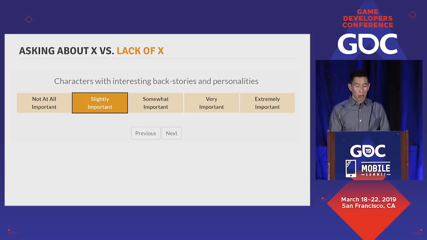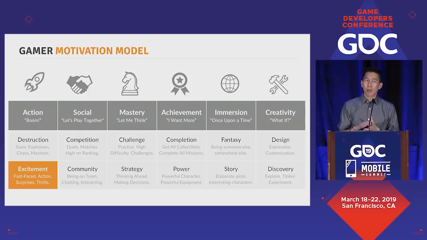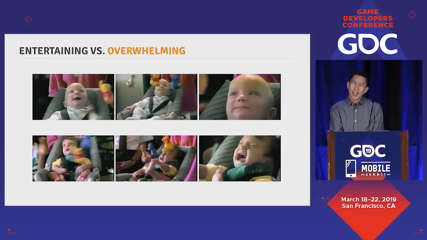Excitement is next. We've often described excitement as an appeal of fast-paced, action-oriented gameplay with lots of surprises and thrills. I'm going to take a slight detour into personalized psychology. Jerome Kagan's longitudinal study of baby temperament is one of my favorite studies in the field of psychology. The study began in the 80s, and temperament is a consistent set of behavioral responses from a baby and how they react to things, because we cannot ask four-month-olds to take surveys.